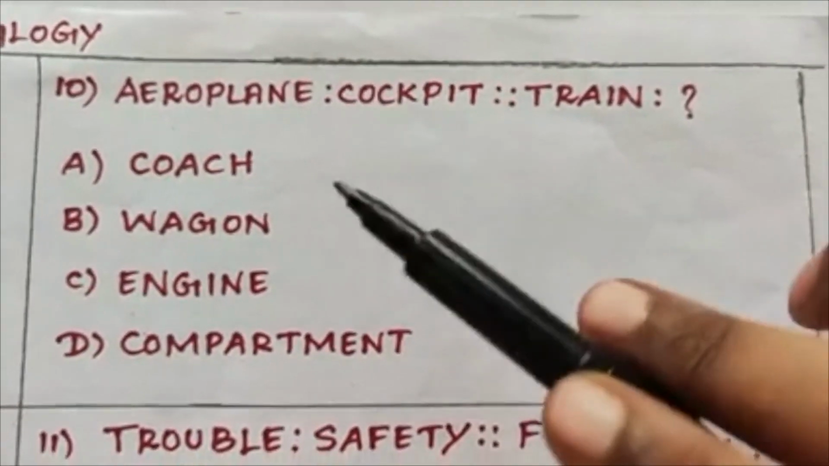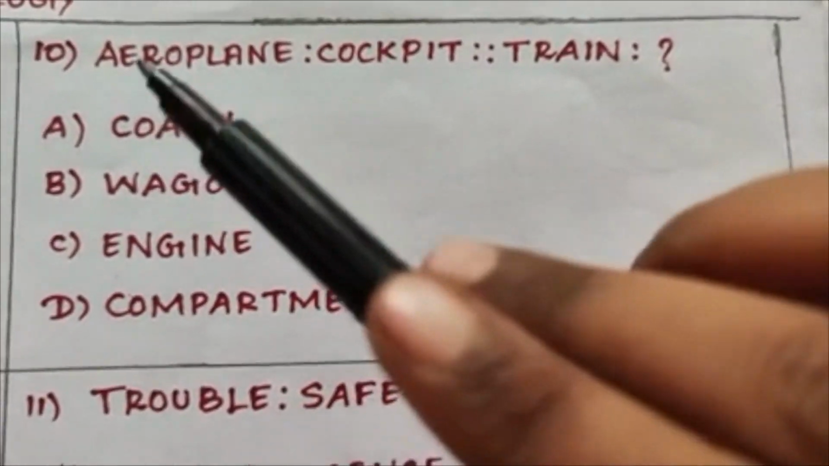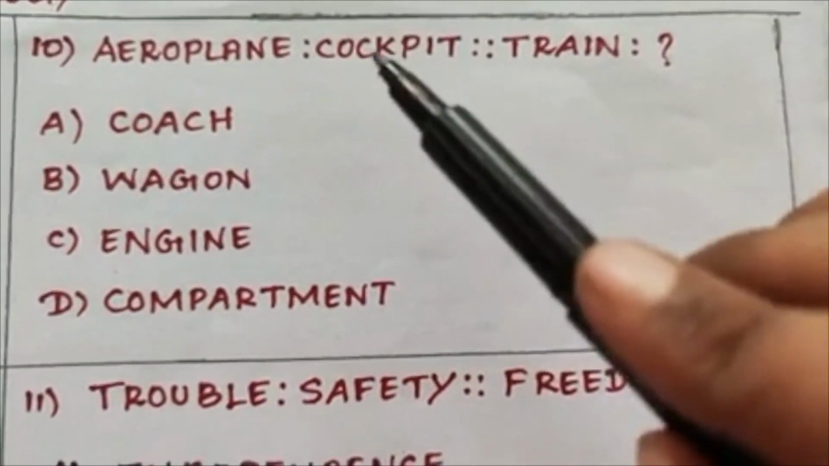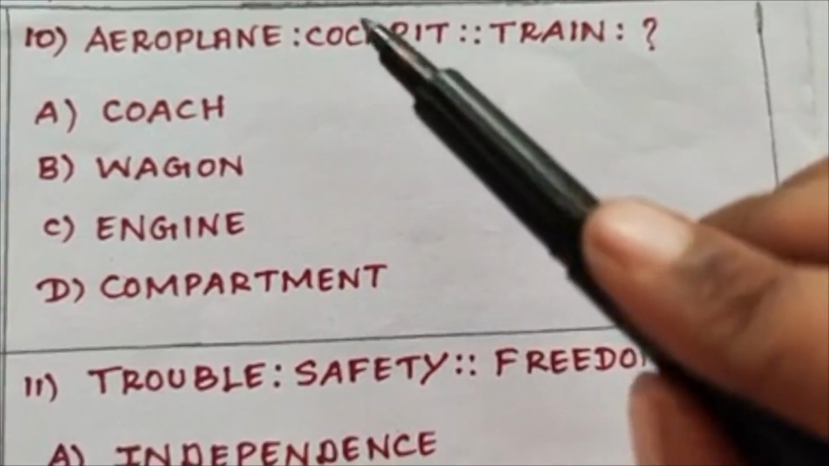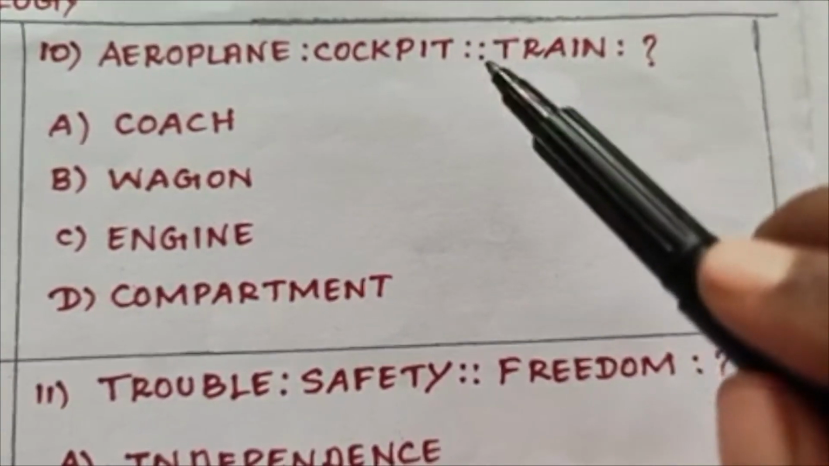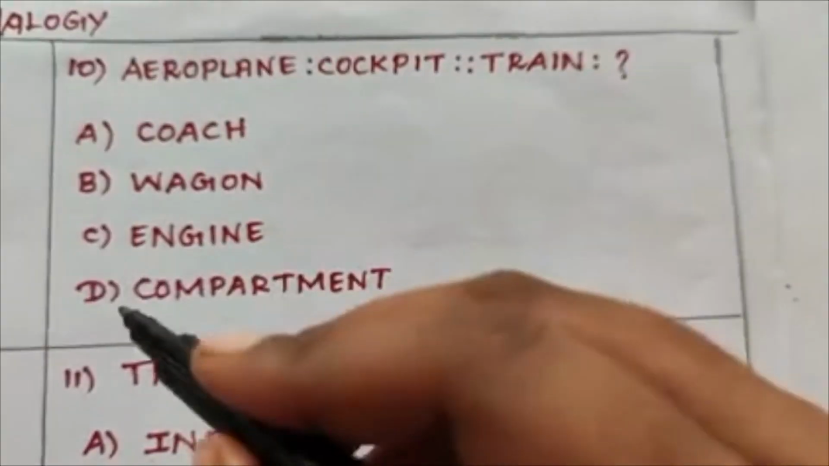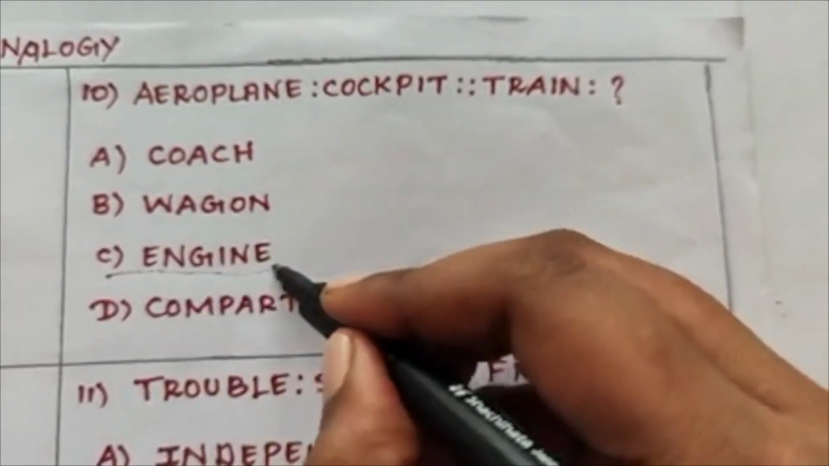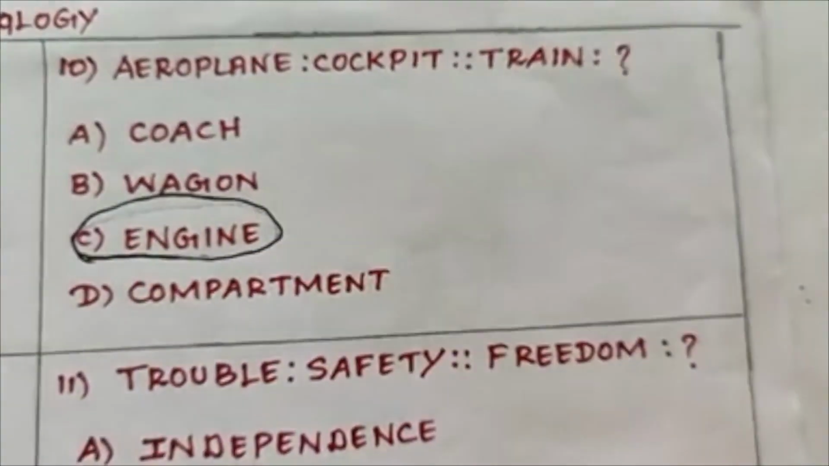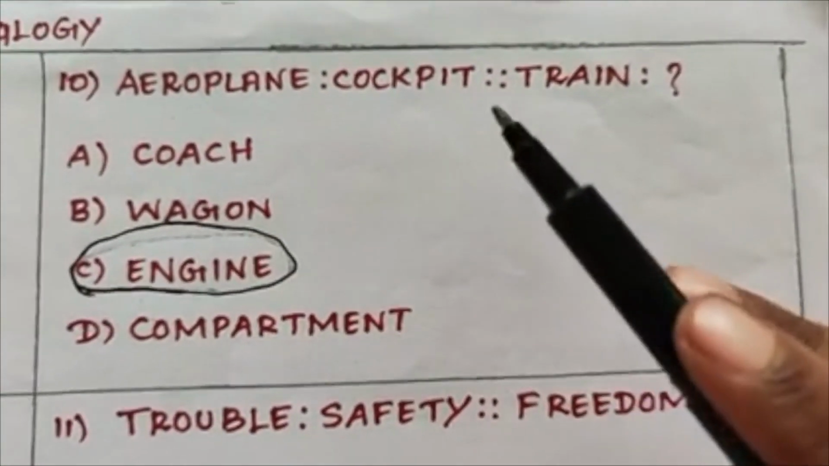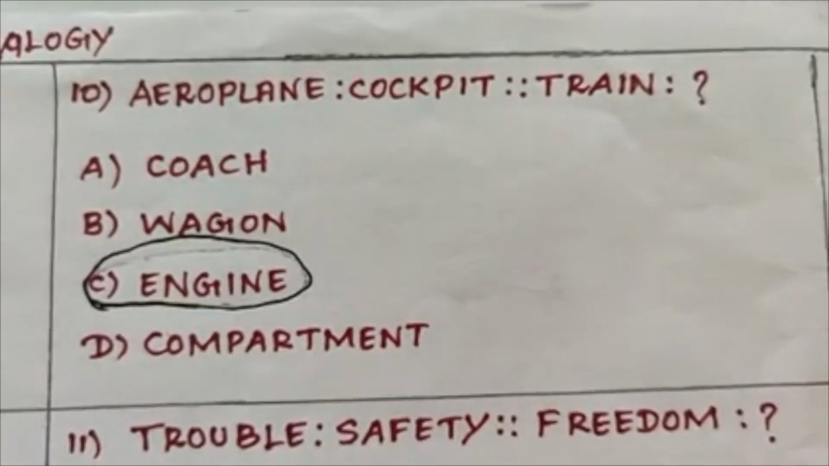So, in this question, the pilot of aeroplane sits in cockpit. In the same way, the driver of train works at engine. So the right answer is option C, engine. Aeroplane is related to cockpit. In the same way, train is related to engine.